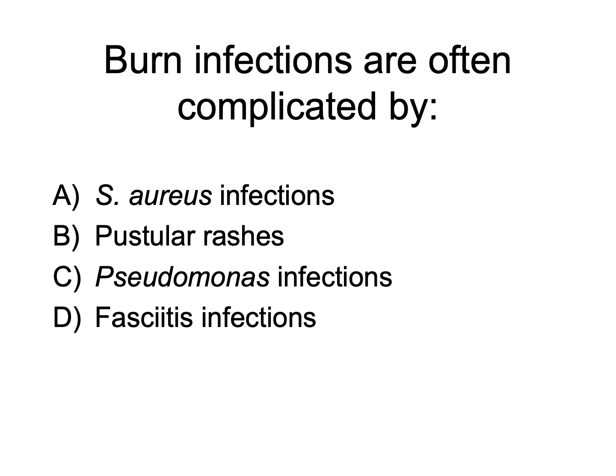Burn infections are often complicated by A, Staph aureus infections, B, pustular rashes, C, Pseudomonas infections, or D, fasciitis infections. The answer is C, Pseudomonas infections. Remember, Pseudomonas can be opportunistic. It can infect the burns of people and cause very serious infections that are very difficult to treat.